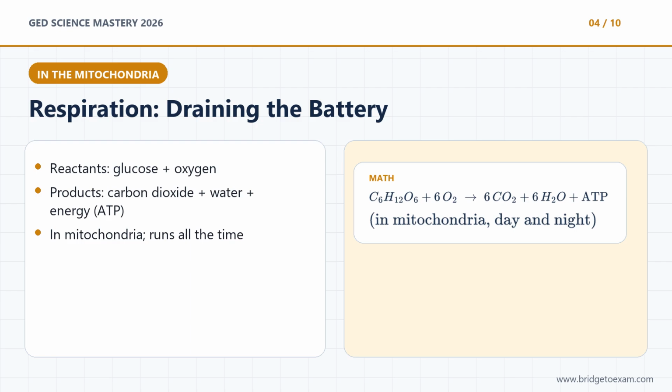Now respiration, and watch how it mirrors photosynthesis. The reactants are glucose and oxygen. The products are carbon dioxide, water, and usable energy, the ATP that powers the cell. So glucose plus oxygen becomes carbon dioxide plus water plus energy. This happens mainly in the mitochondria, the powerhouses, and unlike photosynthesis, it runs all the time, in light or dark. Here, the cell takes in oxygen and gives off carbon dioxide, the exact opposite of photosynthesis.